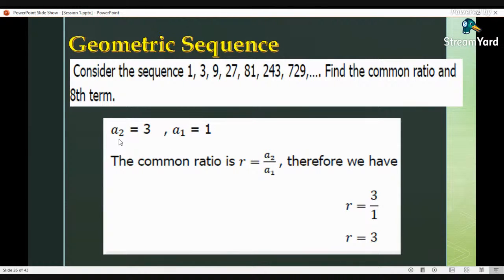So, a sub 2 is 3 and a sub 1 is 1. To find the common ratio, all we have to do is divide the first term from the second term. So, a sub 2 over a sub 1. We have 3 over 1, and the common ratio is 3. Take note that 3 is our multiplier here. So, 1 times 3, we got 3. Times 3, we got 9. Times 3, we got 27. Times 3, we got 81, and so on.